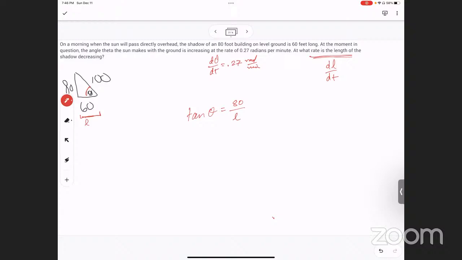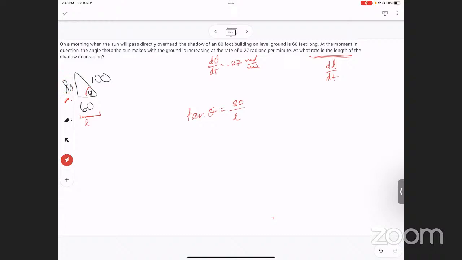Don't use the sine and don't use cosine, because this hypotenuse changes as the sun changes. But what does not change? What distance does not change ever on this picture? The building height. The building is always 80 feet high. So that's what you want to use.